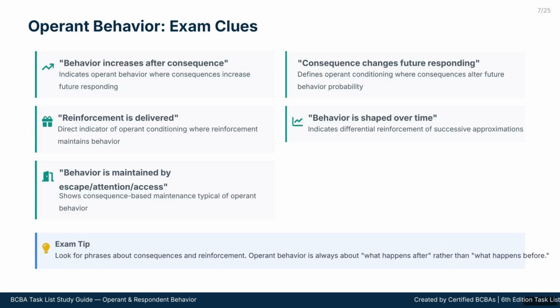The BCBA exam provides consistent clues for operant behavior. Phrases like behavior increases after consequence or reinforcement is delivered are direct indicators of operant conditioning. Statements such as behavior is maintained by escape, attention, or access also signal consequence-based control. When you see references to behavior being shaped over time, think differential reinforcement. A reliable exam rule: operant behavior is about what happens after, not what happens before.